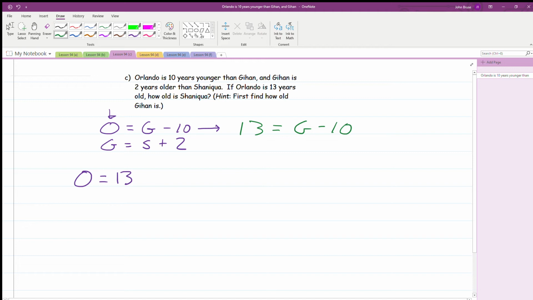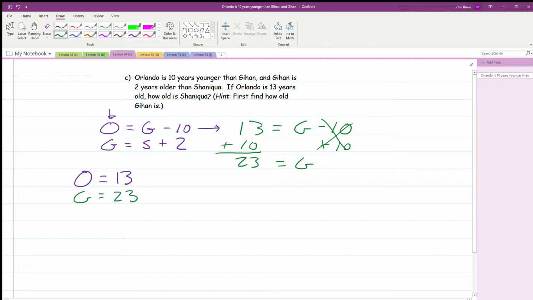We can also say that we can add 10 to each side. So let's go ahead and say G, let's add 10 here, and that gets rid of this. And we add 10 over here. As long as we add 10 to both sides, we should be fine. So we're going to say this is 23. So Gian is 23. So now we know that G equals 23.